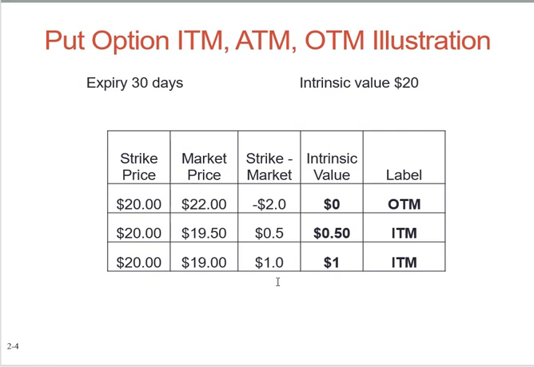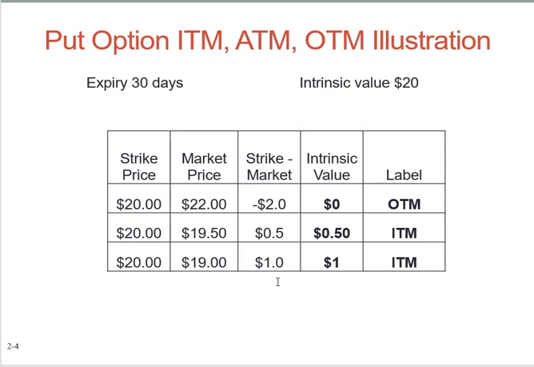So in the first row, we would not exercise the option to lose $2. So its intrinsic value is 0. With the middle one, we would make 50 cents if we exercise the option. So it's got an intrinsic value of 50 cents. And the bottom one, we have a $1 gain if we exercise the option, so the intrinsic value is $1. The first one would have been a negative number, negative 2. We don't exercise, so it's 0.